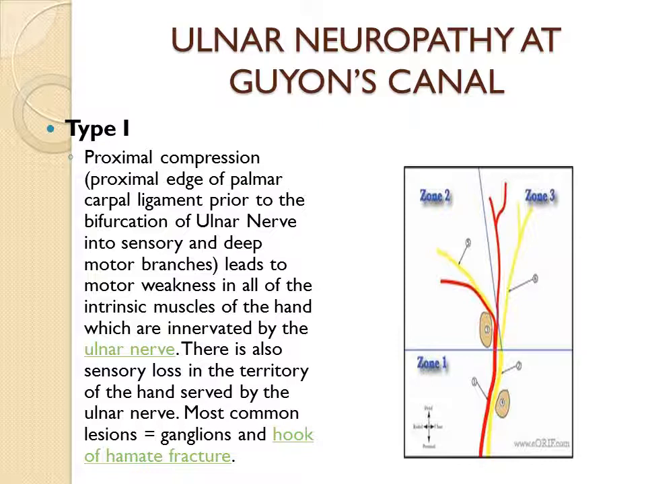Now, type 1 or zone 1 lesions of the ulnar nerve, entrapments of the ulnar nerve in zone 1 causing a type 1 lesion, are most commonly due to fractures of the hook of the hamate, and to a lesser extent caused by ganglions that compress on the tunnel of Guyon, and therefore cause narrowing of the tunnel and cause compression on the ulnar nerve prior to its bifurcation into motor and sensory branches.